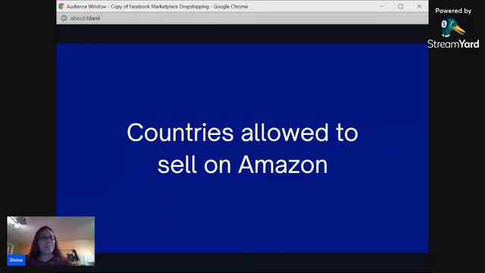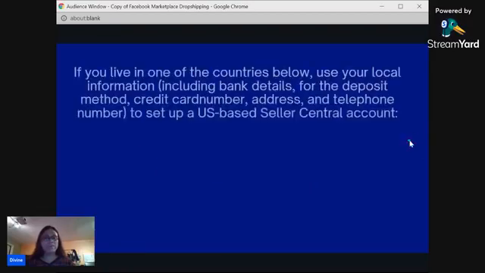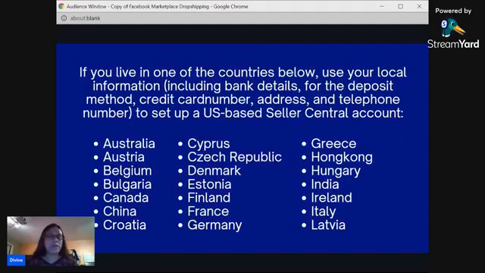So, countries allowed to sell on Amazon. Okay, so I will discuss this. In Amazon, we are divided into different groups. If you live in one of the countries below, you need to use your local information, including bank details for the deposit method, credit card number, address, and telephone number. And you can set up a US-based Seller Central account.